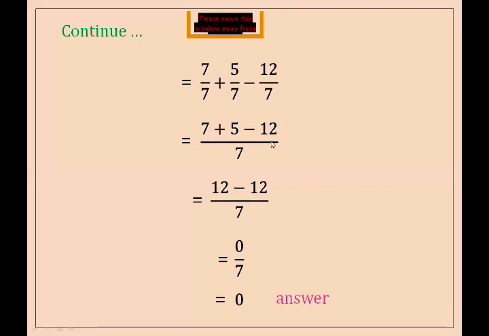So here the denominator is the same, which is 7. We write the numerator 7 plus 5 and minus 12. Now students, 7 plus 5 becomes 12, minus 12, upon 7. Okay, 12 minus 12 is 0, and 0 upon 7, the answer again becomes 0.